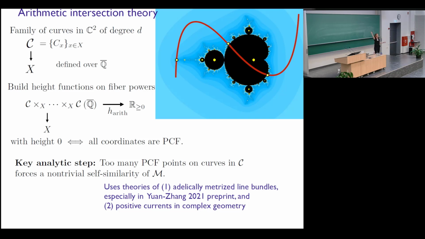And if you had 3 points on the lines, it would force some kind of non-trivial symmetry. It could, and it does, force some kind of non-trivial symmetry between one side of the Mandelbrot set and the other. But there are no non-trivial symmetries of the Mandelbrot set. I see I'm out of time.